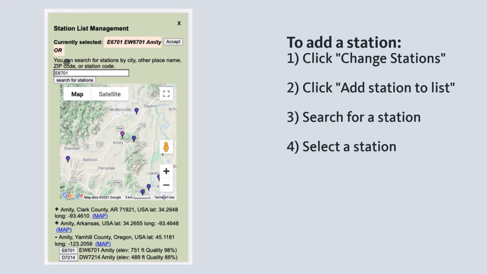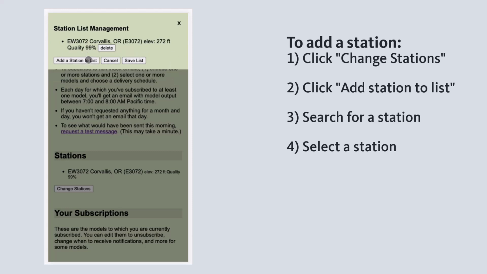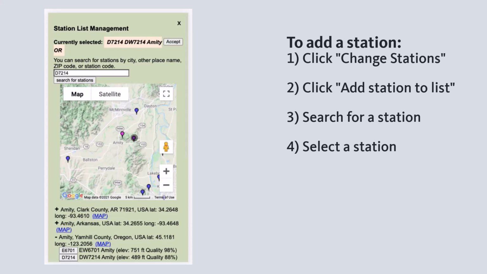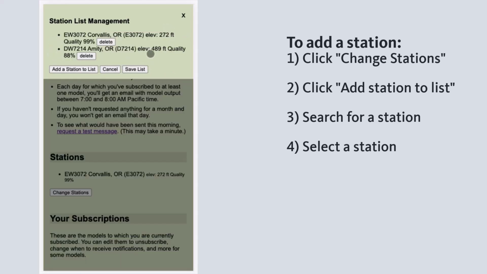I'm satisfied with that, so I can go ahead and click Accept. If I'd made a mistake and realized that I wanted to add the other one, you can either just delete it, click Add Station to List, click another one and click Accept, but that one I want to select and then hit Accept, and that's the different one.